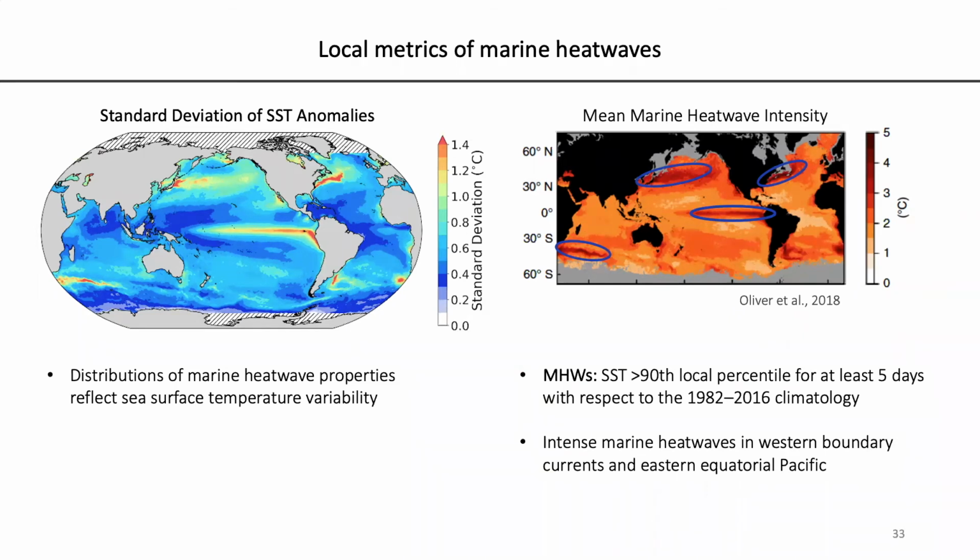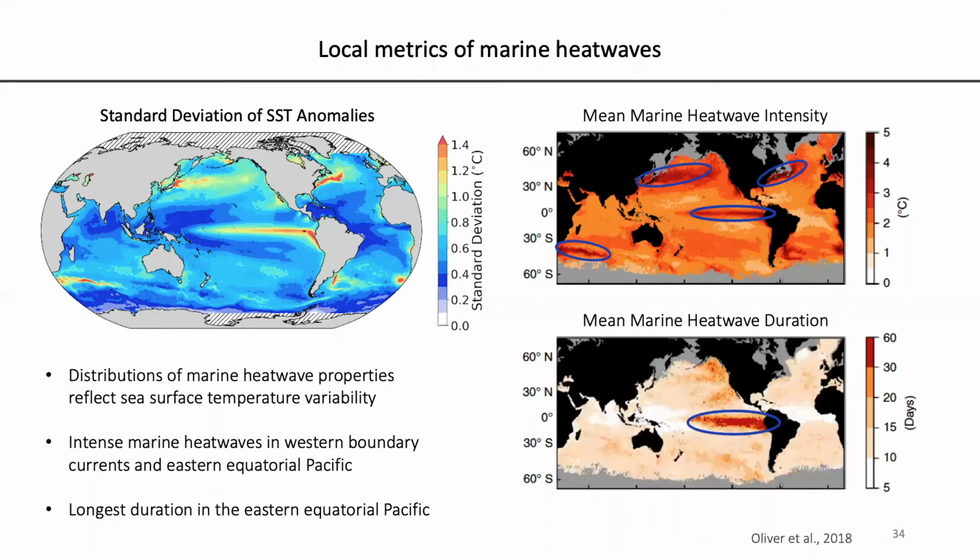Just to start, traditionally what folks have done is look at local metrics of marine heat waves. And it's not surprising that some of those look very similar to the standard deviation of sea surface temperature anomalies. The standard deviation shows you how variable the sea surface temperature is in a particular location. So in the western boundary currents and the eastern equatorial Pacific, you have really variable temperatures. When you compute the marine heat wave intensity, you see that the most intense marine heat waves also fall in the regions where you have high standard deviations. And here we're computing a marine heat wave where SST exceeds the 90th percentile locally for at least 5 days with respect to the 1982 to 2016 climatology.